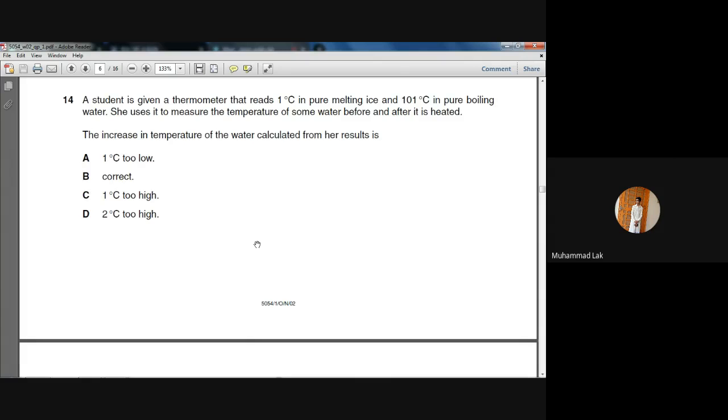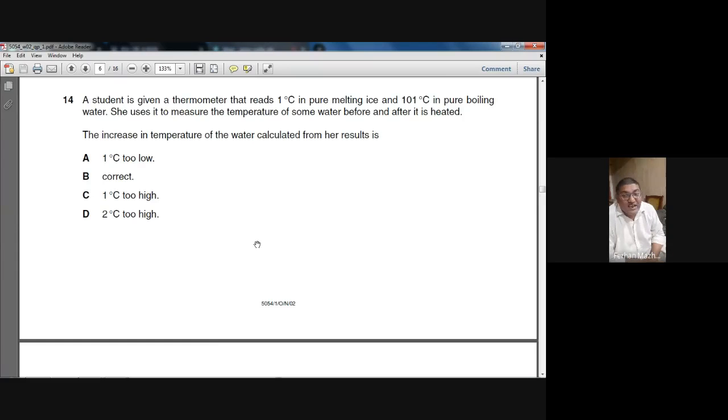Correct. So B part. When you take the readings, the reading will be one more than the actual reading. But if you take the initial reading and the final reading, and then calculate the difference, it will have no error in it. For example, 101 minus 1 is 100. From ice to steam, the change in the temperature should be 100.